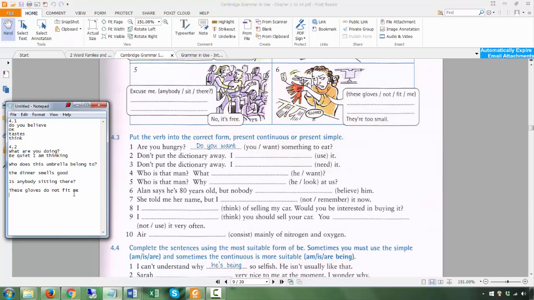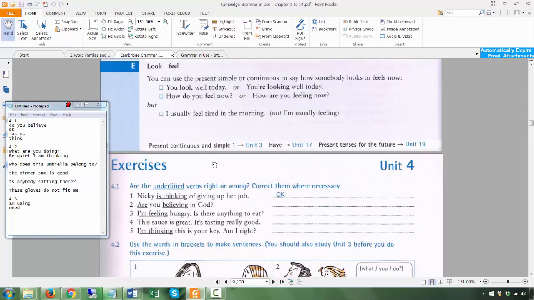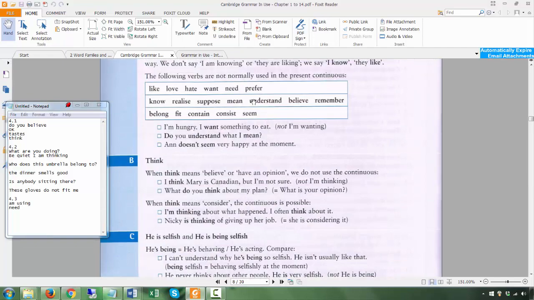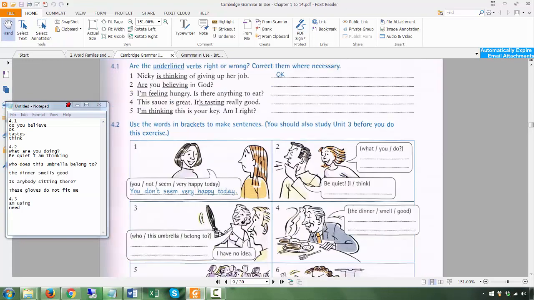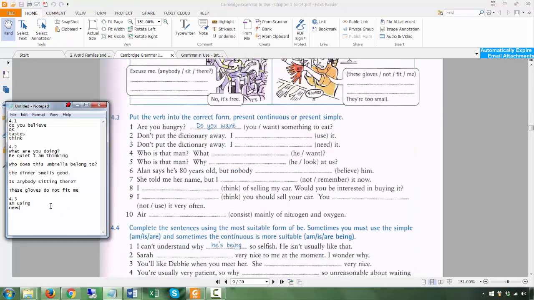4.3. Don't put the dictionary away. Right now, I am using it. Okay, but the next one, don't put the dictionary away. I need it now. It's still right now. You still need it now, but why don't you use it? Why don't you say I am needing it? Because this verb is a state verb. Okay, need. So you don't use it in the present continuous, even though you're talking about it right now.